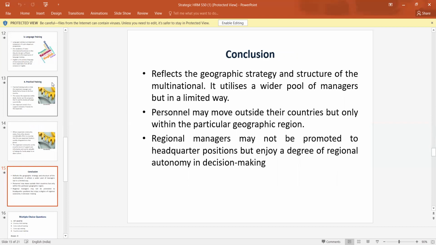Conclusion. This reflects the geographic strategy and structure of the multinational. It utilizes a wider pool of managers, but in a limited way. Personnel may move outside their countries, but only within the particular geographic region. Regional managers may not be promoted to headquarter positions, but enjoy a degree of regional autonomy in decision making.